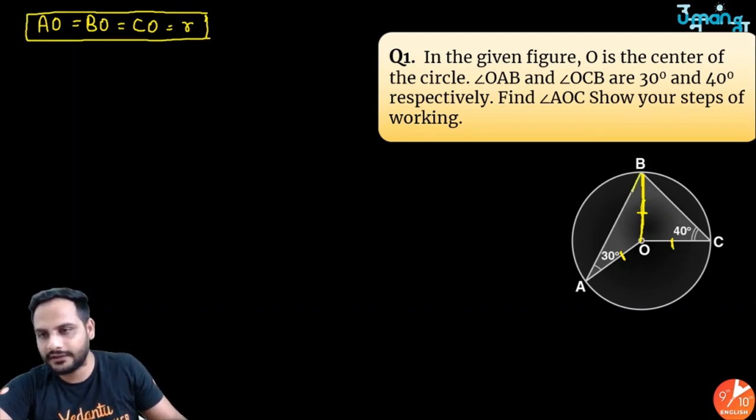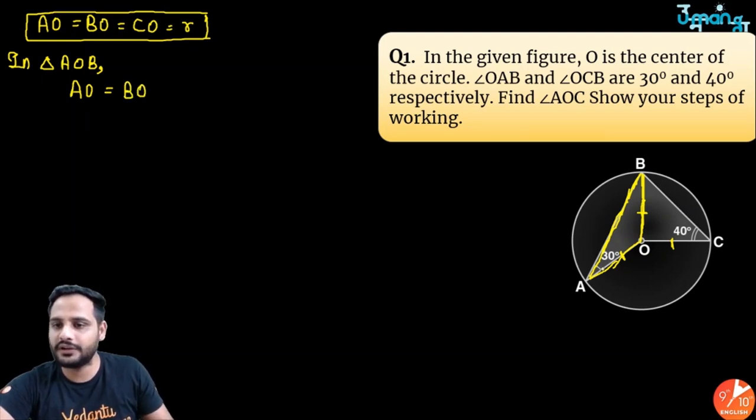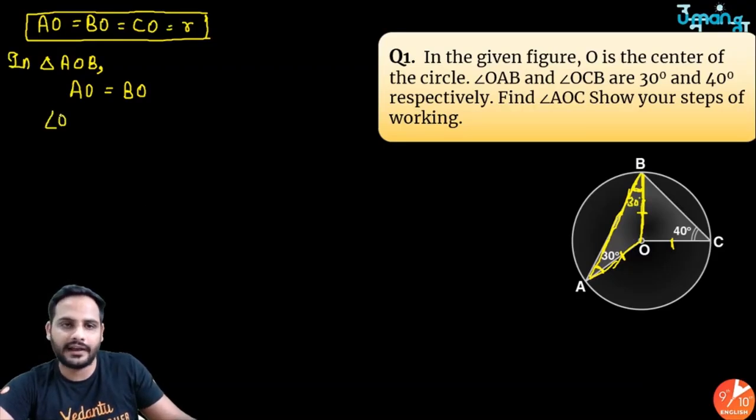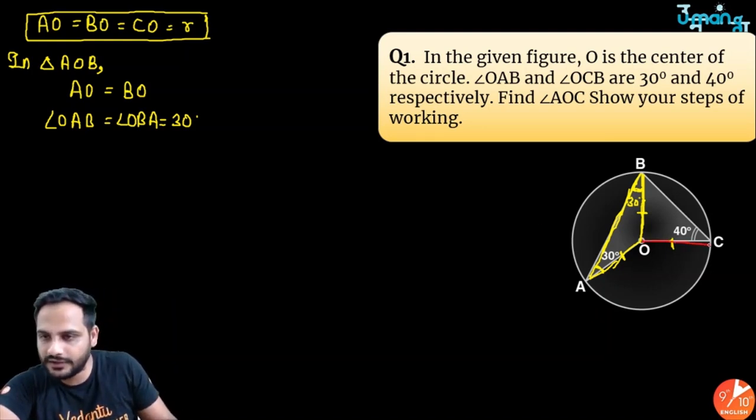Correct? So if I look at triangle AOB, since it is an isosceles triangle, AO is equal to BO. So if this angle is 30 degrees, this angle will also be equal to 30 degrees. So angle OAB is equal to angle OBA, both equal to 30 degrees. Similarly, if I talk about triangle OBC, if this angle is 40 degrees, OB and OC are equal, so this angle will also be 40 degrees. Correct?